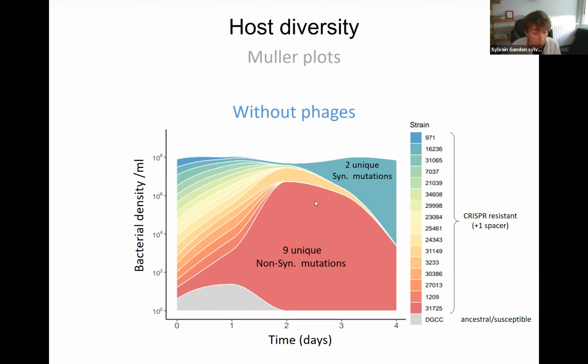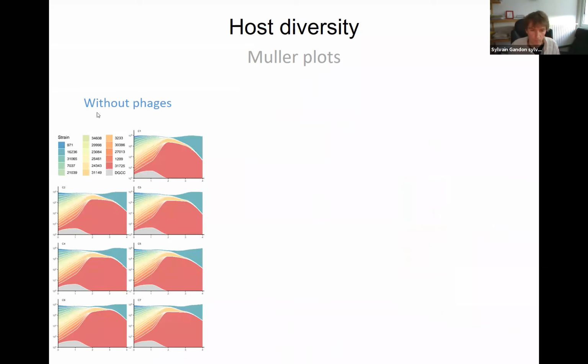That was just one population. So what happens in the 7 other replicate populations? I'm showing this here, and obviously the very same pattern occurs. There's slight variation in frequencies, but it's very, very repeatable among replicates.